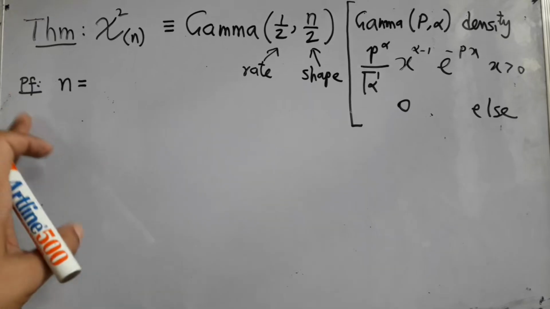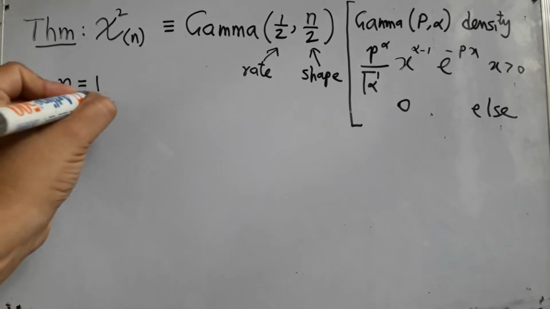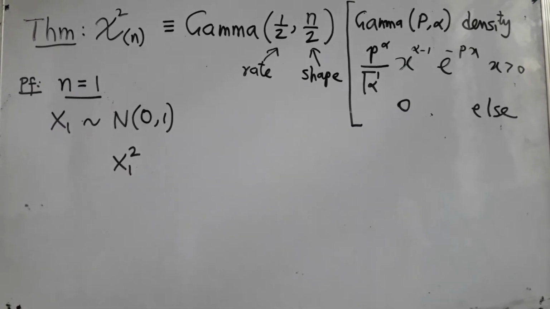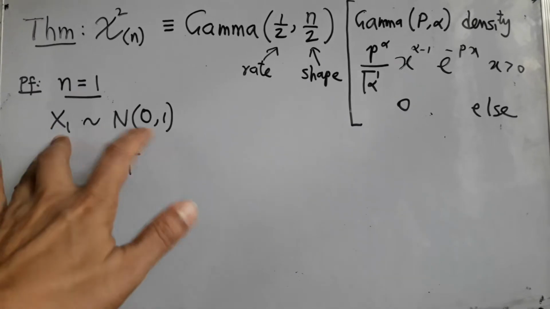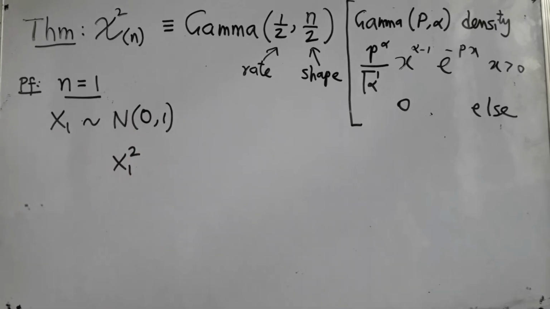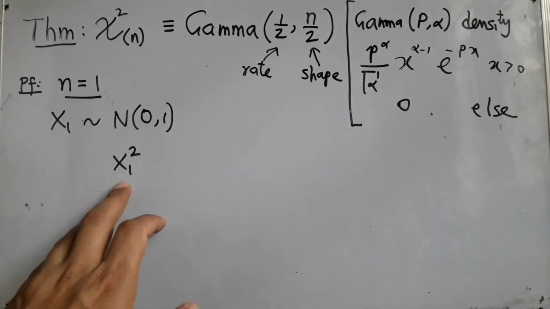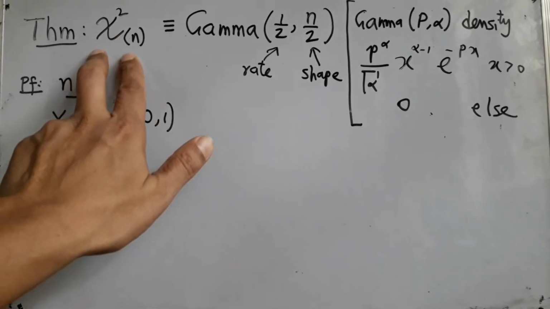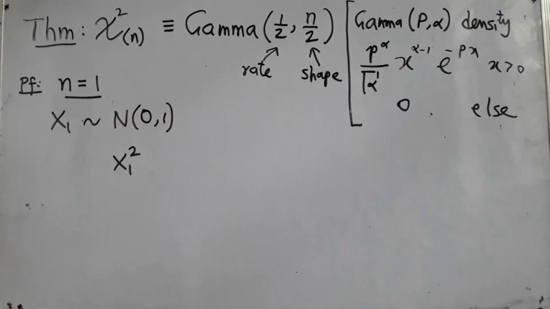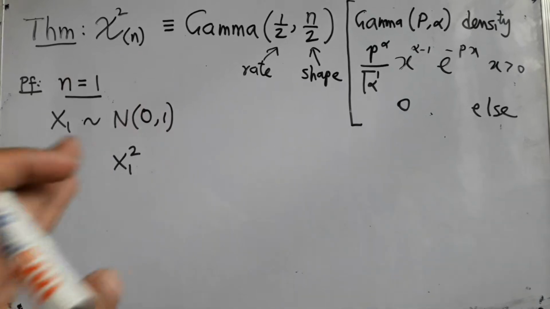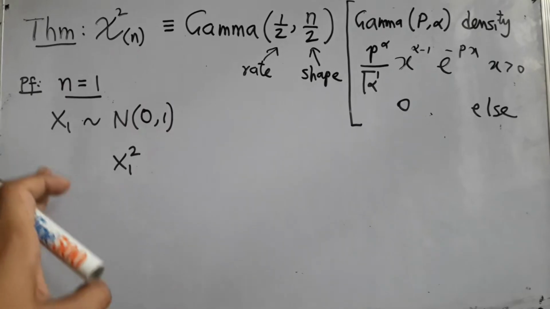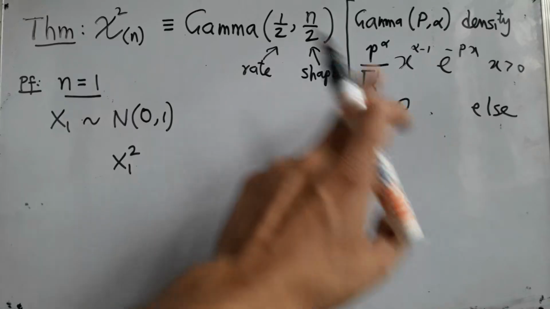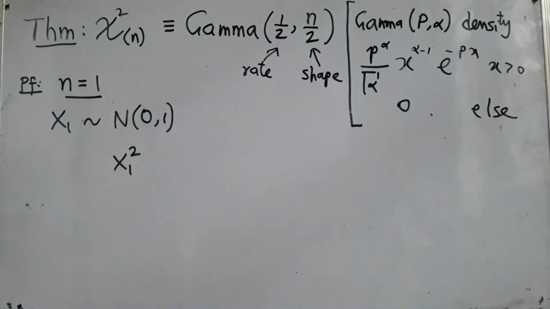Now in this proof, we shall first work with the n equal to 1 case. So according to our definition, here we have to think about only one normal 0, 1 random variable x1, and the sum now reduces to just x1 square. So the distribution of x1 square is chi-squared with degrees of freedom 1. So let us find out its distribution function. From that we shall work out its density and check against this to see whether I really get the parameters right.